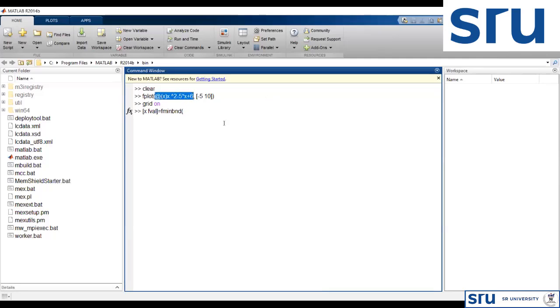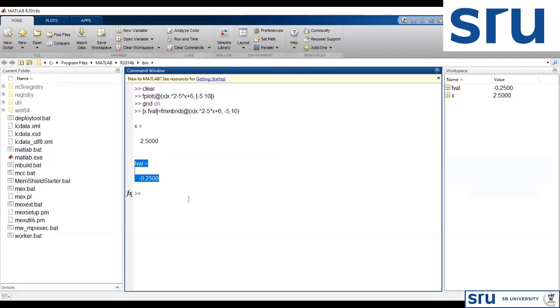This is our function value. Use the anonymous function directly for your function, and then the limit values. The limit given was minus 5 and 10. Yes, this limit is given, so the same limit I have to take. Then I have to close the bracket. Now you see that this is the point of minimum value and this is the function value at the minimum. So at this value, your function has this value.